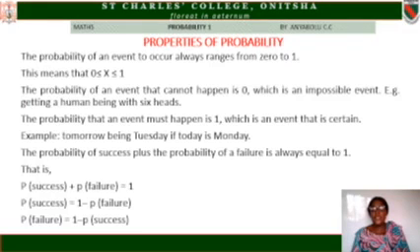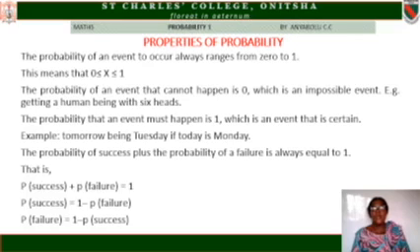Properties of probability. 1. The probability of an event to occur always ranges from 0 to 1. That means it lies between 0 is less than or equal to P(E), which is less than or equal to 1. 2. The probability of an event that cannot happen is 0, which is an impossible event. Example, getting a human being with 6 heads. 3. The probability that an event must happen is 1, which is an event that is certain. Example, tomorrow being Tuesday, if today is Monday.